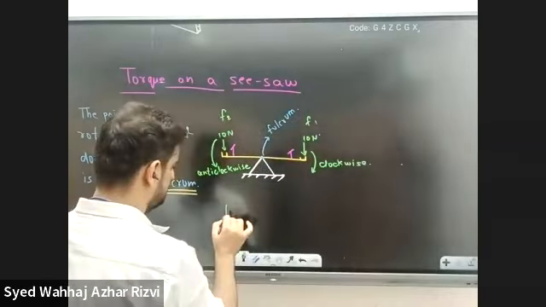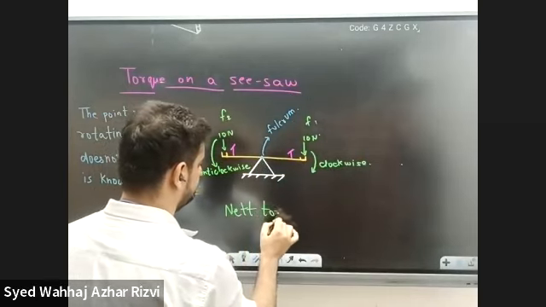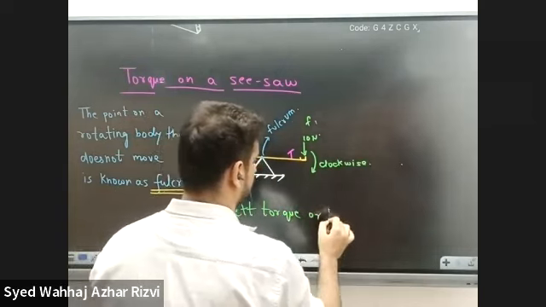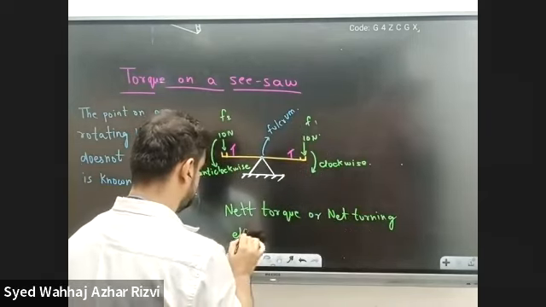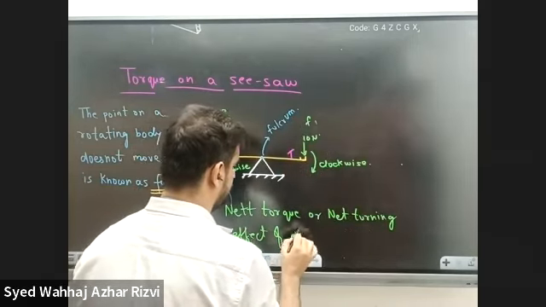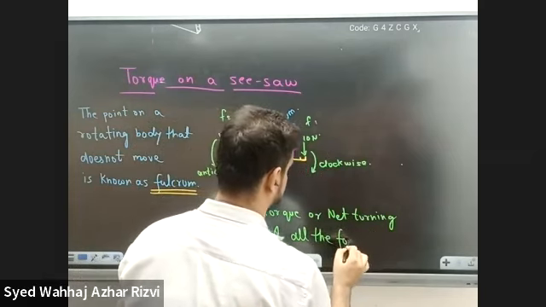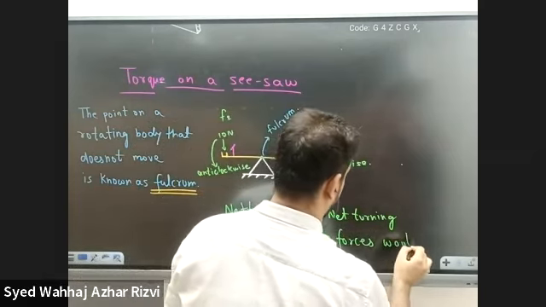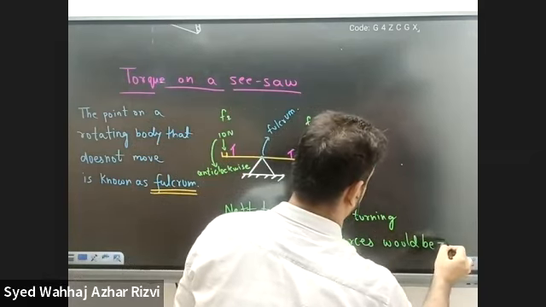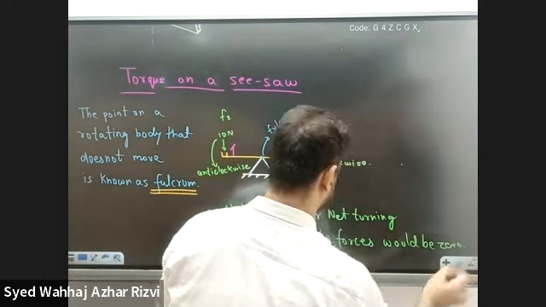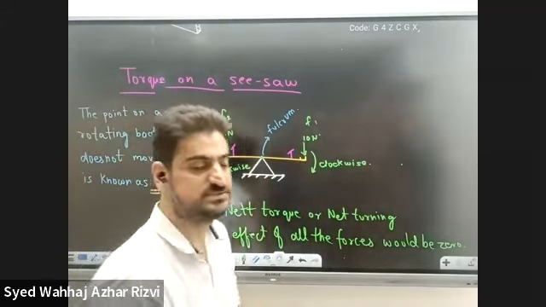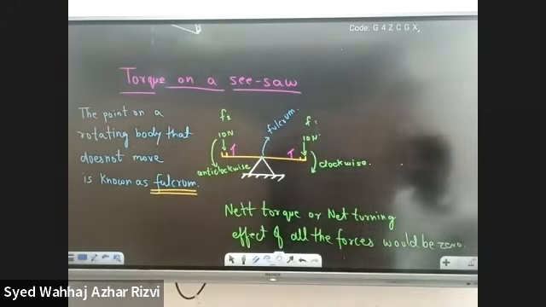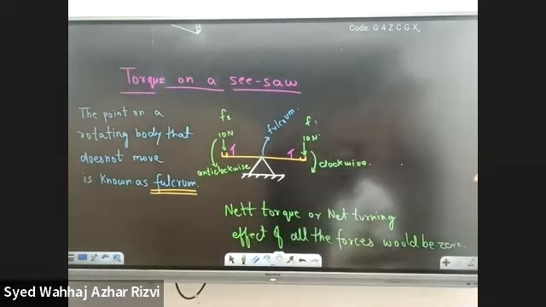So what would be the net torque on this body? The net torque, or net turning effect of all the forces, would be 0. Got it? The net torque or the net turning effect of all the forces would be 0. Right? Sorry, can you repeat that again?